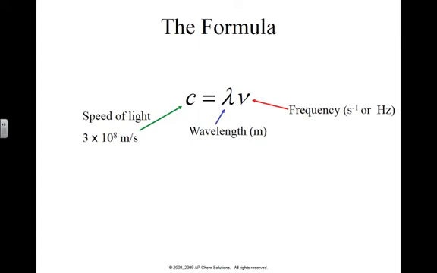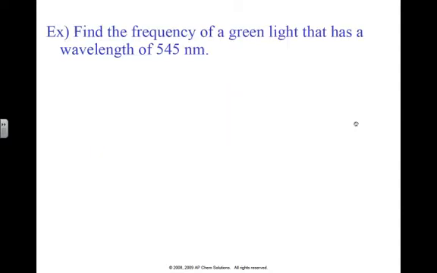So we've got c equals lambda nu. C stands for the speed of light, which is 3 times 10 to the 8 meters per second. I'll always give you that. Lambda is wavelength, which is measured in meters. Unfortunately, I'm probably going to be giving you the wavelength in nanometers, so you're going to have to convert that. Nu is frequency, which is measured in per seconds, or what we like to call hertz.